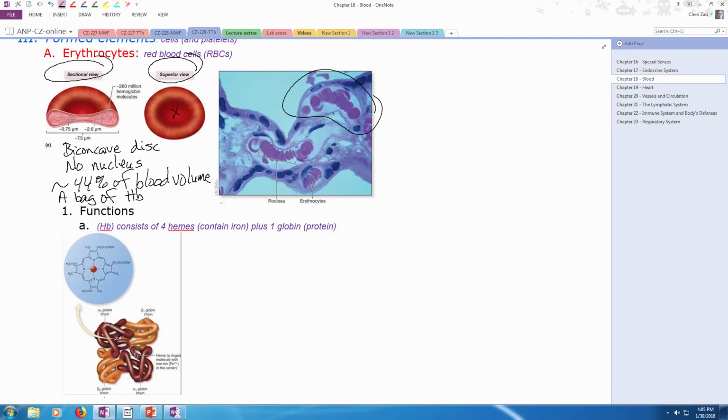This is obviously a very, very high magnification, but this is a capillary because it only has one single layer of endothelium or simple squamous epithelium around that. And so here is another capillary. And so it shows you how red blood cells actually can kind of stack up as they go through capillaries. And capillaries only have to be as big as or slightly larger than the width of a red blood cell, which is actually pretty small.